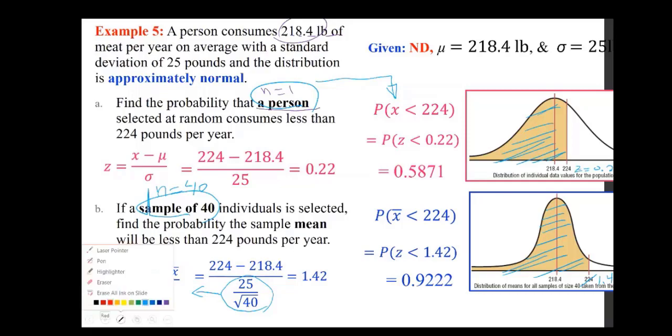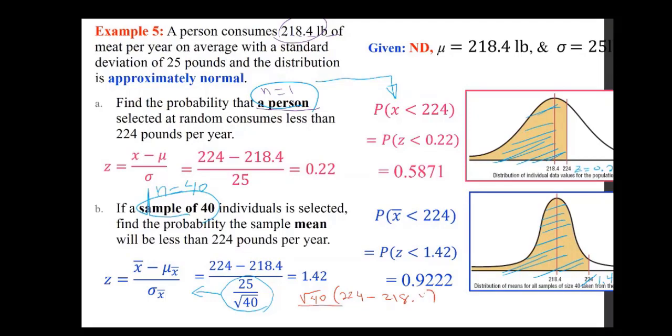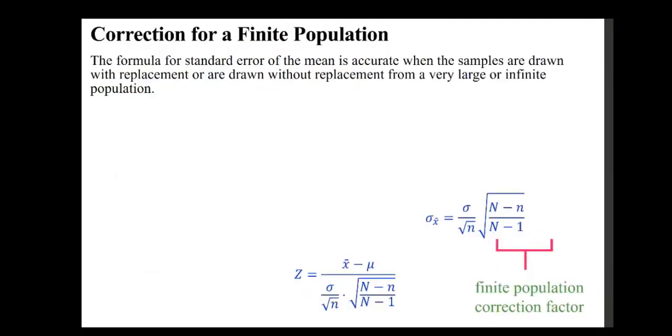So if I were to rewrite this, it becomes square root of 40 times 224 minus 218.4 divided by 20.